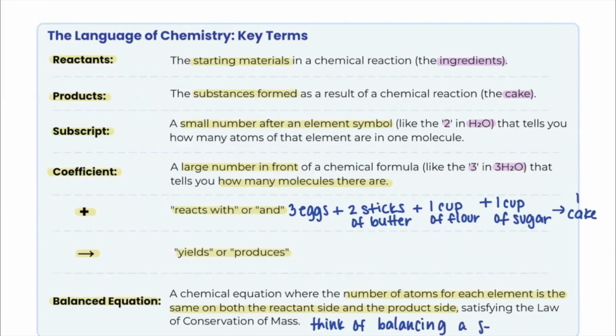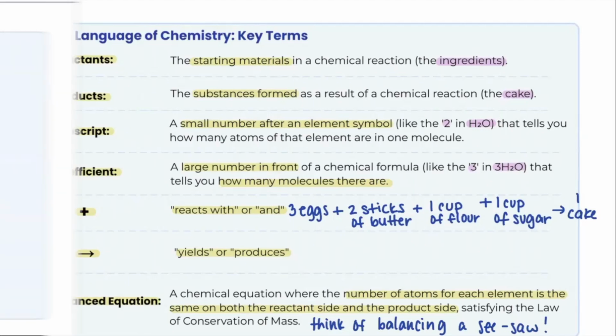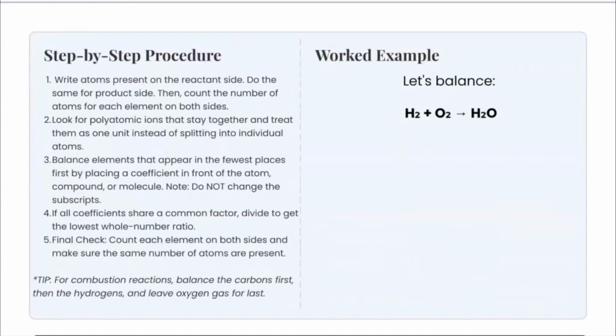Okay, so now the big question is, how do we actually balance a chemical equation? Well, let's walk through this first example together. Here we have a combination, also called a synthesis reaction, but more on reaction types in another video. And our equation reads, H2 reacts with O2 to produce H2O.